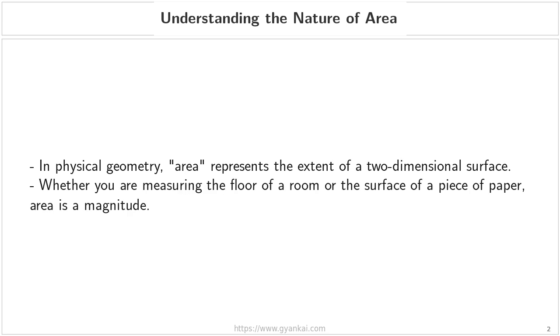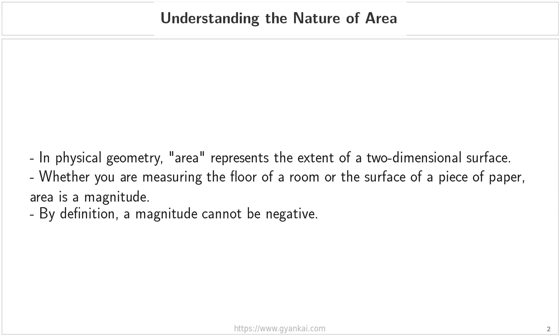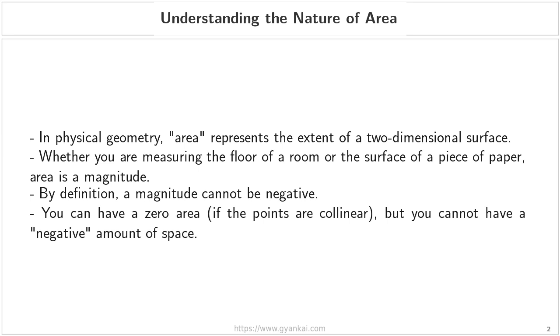Think about it this way. Whether you are measuring the floor of a classroom or the surface of a small piece of paper, you are measuring a magnitude. In mathematics, a magnitude represents a size or a quantity, and by definition, a magnitude cannot be negative. You can certainly have an area of 0, which happens if our 3 points all lie on a single straight line, meaning they are collinear, but it is physically impossible to have a negative amount of space.